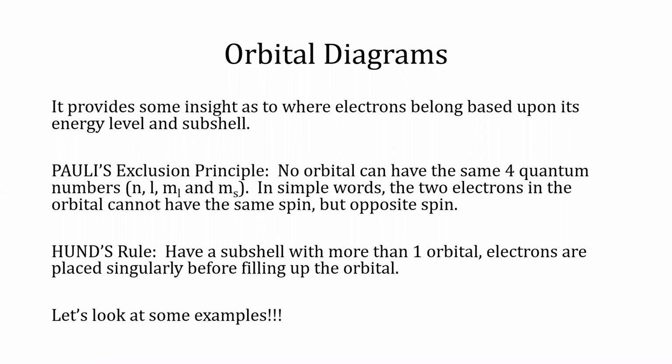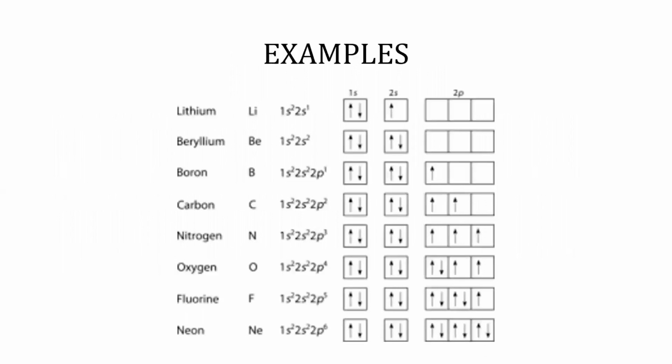Hund's rule states that if you have a subshell with more than 1 orbital of equal energy, electrons are placed singly before filling up the orbital of opposite spin. Let's look at some examples. Here are the orbital diagrams for elements in period 2 from Li to Ne.